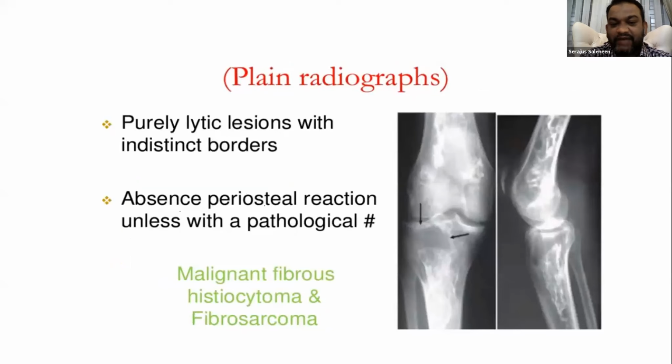And malignant fibrous histiocytoma is also found in children, and there is a typical lesion found in the X-ray. There is a purely lytic lesion with an indistinct border. Indistinct border is a sign of malignant fibrous histiocytoma, and there is an absence of periosteal reaction unless there is a pathological fracture.